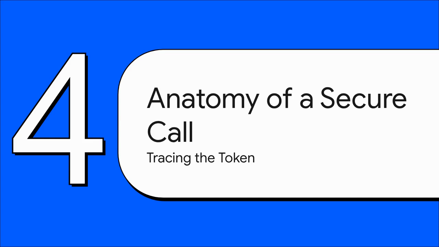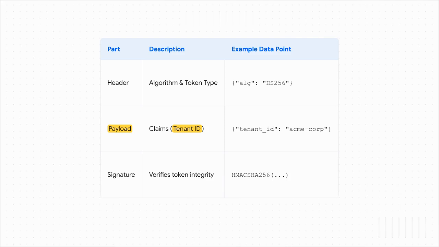Okay, we've got the concepts, we've got the patterns, now let's put it all together. Let's trace a secure API call from the moment a user logs in to the moment they get their data. It all comes back to our digital key, the JWT. You've got a header, you've got a signature at the end to make sure no one's messed with it, but for us, the real magic is right there in the middle, the payload. Inside the payload are what we call claims, and the single most important claim in any multi-tenant system is the tenant ID. This is the undeniable, unchangeable piece of data that says this user belongs to Acme Corp.